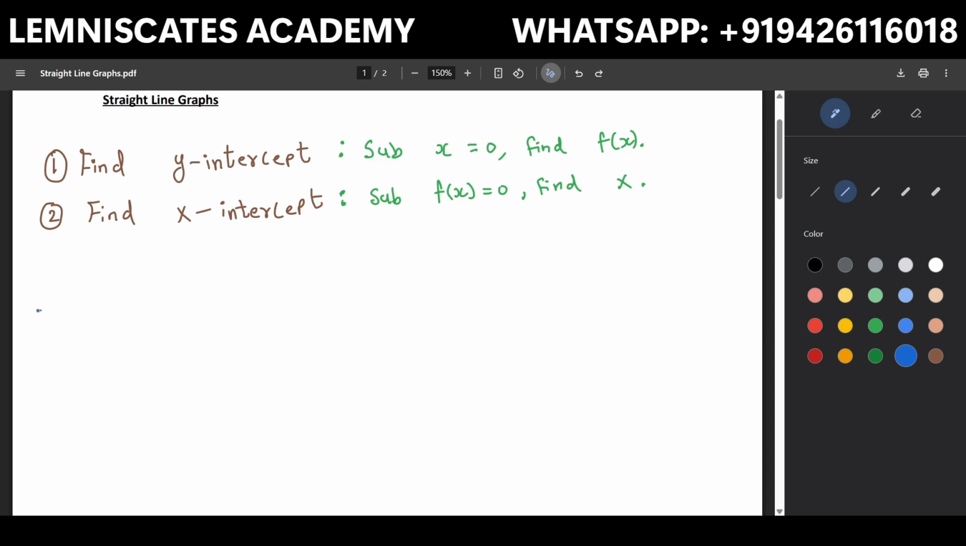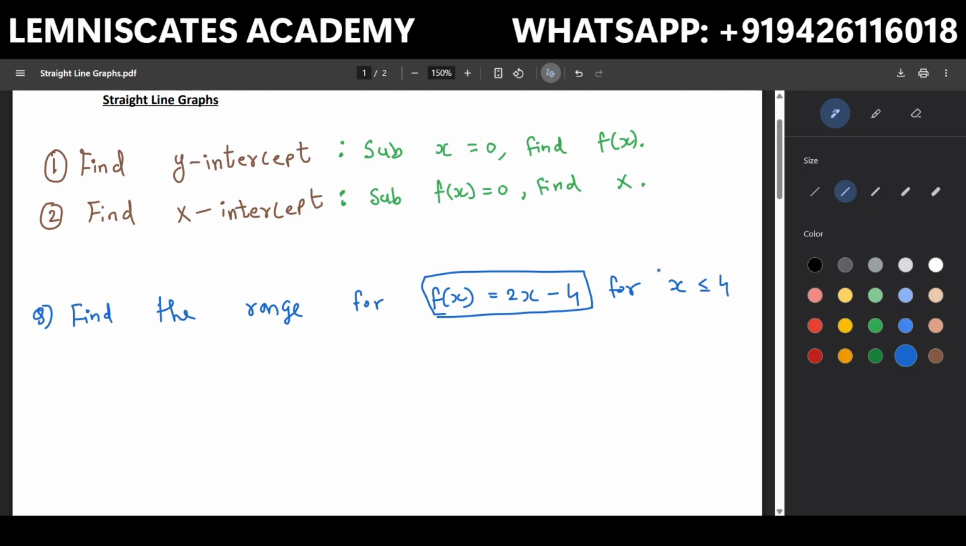So to get started, write something like: find the range for the function, and put any kind of random thing that comes to your mind. Let's say 2x minus 4, something like this. And for the domain, any domain that comes to your brain, let's say x is less than or equal to 4. This came to my mind randomly. So now that I have a straight line and a respective domain, what should I do? Because I'm supposed to find the range, the first thing is to sketch the graph.